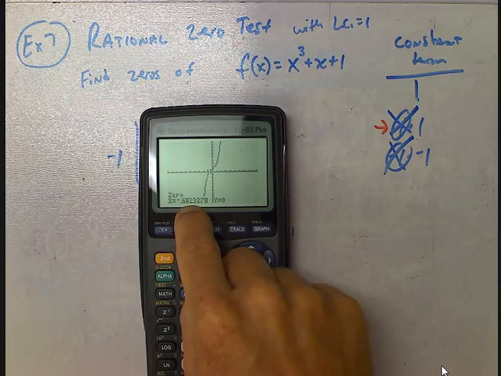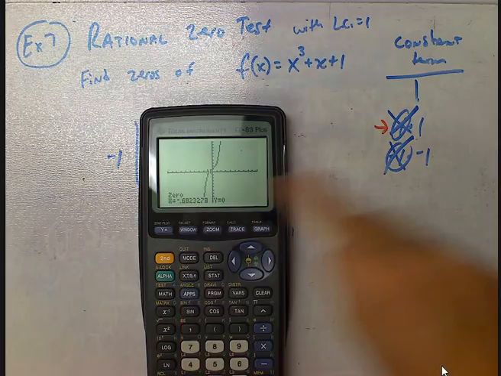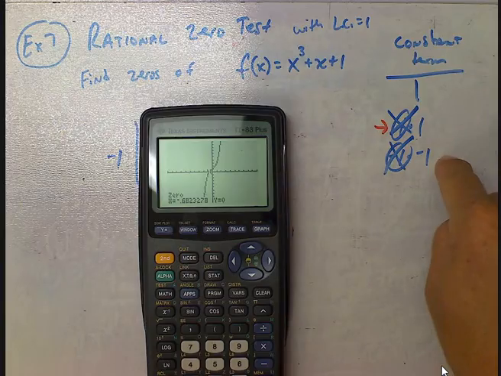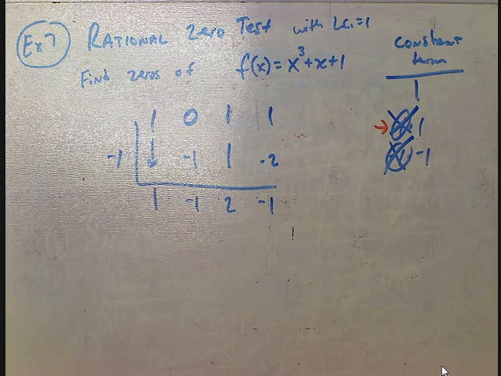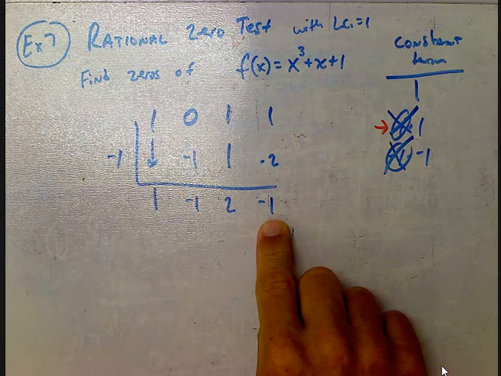So what does this tell me? It tells me my zero is negative 0.6823278, and it probably keeps repeating because 1 or negative 1 was not a zero, and they're the only possibilities of a rational zero. Okay? For you to get a rational zero, again, this number here must be 0.